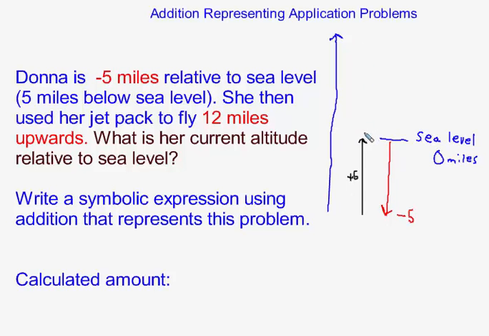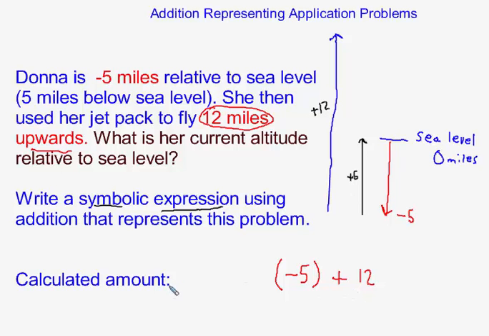And to answer that question, we are going to write a symbolic expression using addition that would represent that problem. So we know her starting place, and we know her total change is up 12. Perhaps we want to know where she ended at relative to sea level. So she starts at -5, so I will write -5. And then since she went upwards, I'm going to say this is an addition problem. How much further did she go upwards? Well, she flew up 12 miles, so we're going to add the number 12. So this would be a symbolic expression using addition that represents the problem.